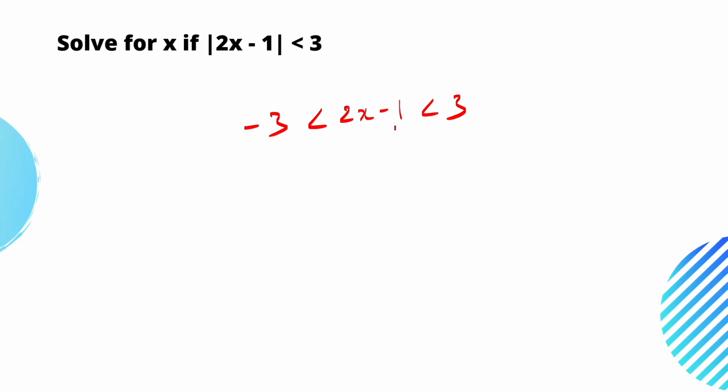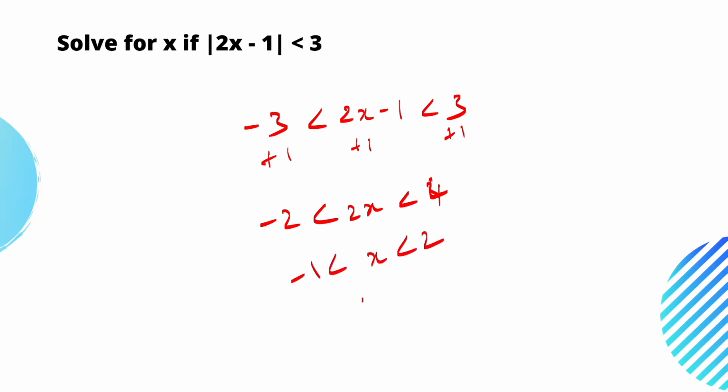So how can we simplify this further? If we add plus 1 on all sides, what will happen? Minus 2 is less than 2x, and this is less than 4. If we take 2 common, then minus 1 is less than x and this is less than 2. So what is the range of x? It is minus 1 comma 2.